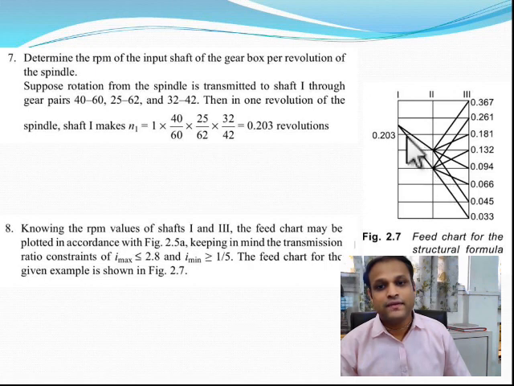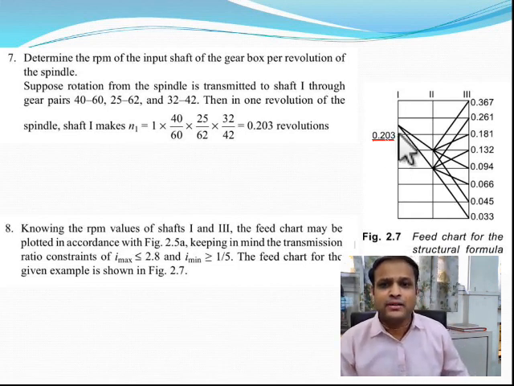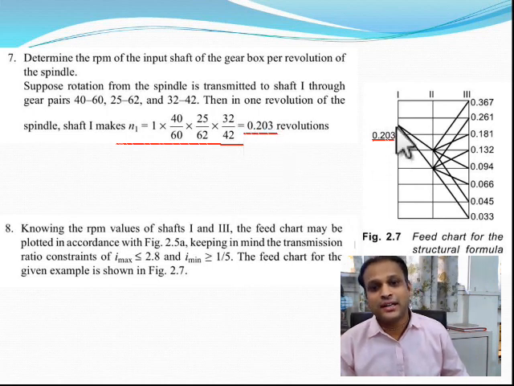So the origin of the feed chart is kept at 0.203. You may as well arrive at some other number, but based on this number, your original transmission gearing ratios should be designed such that you receive this original starting point.